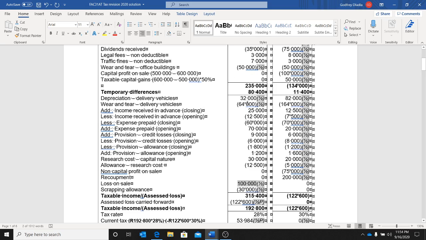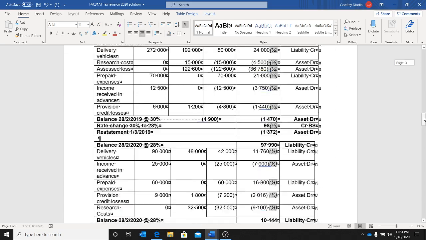So if it's positive, the amount that I get, it means it's deductible again. Deductible means asset, debit the balance sheet, credit the income statement. If I multiply that by 28% now, because the rate in this year is this one, which is 28, it gives me 10,640. Now let's go and verify.